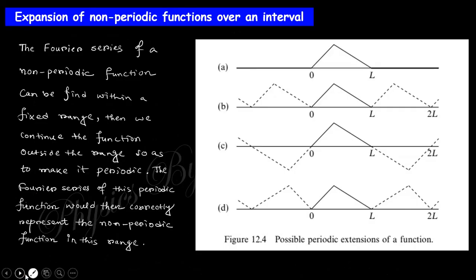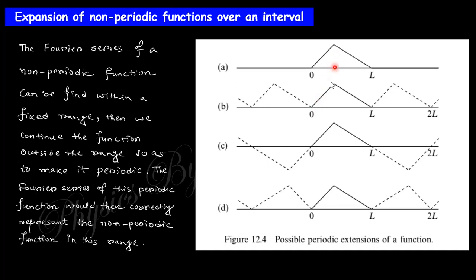Next, this is an important topic: expansion of a non-periodic function over an interval. That means a non-periodic function can also be expressed as a Fourier series. How? Suppose this is a non-periodic function, that means it is not repeated. But we can imagine it repeated like that, copied and pasted somewhere here, and you can see this is a periodic function. So a non-periodic function can be made periodic, and after that we can write down the Fourier series for this periodic function, and this is also the solution for the non-periodic function.